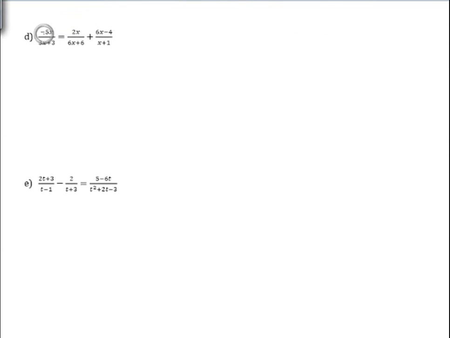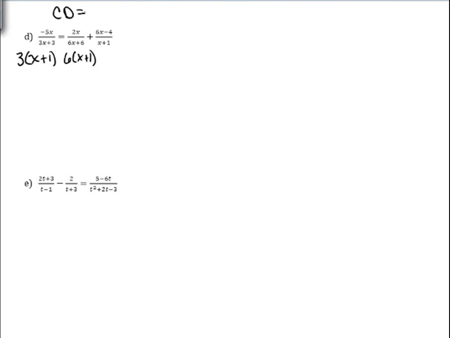This next example, negative 5x over 3x plus 3 equals 2x over 6x plus 6 plus 6x minus 4 over x plus 1. So our first denominator, we can factor a 3 out. That would leave us with 3 times the quantity x plus 1. And the second denominator, we can factor out a 6, giving us 6 times the quantity x plus 1.